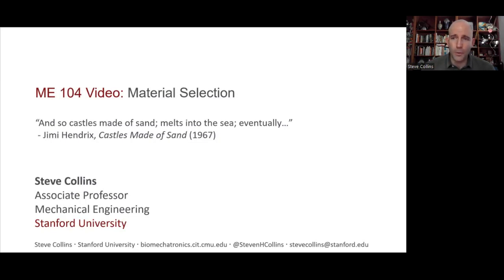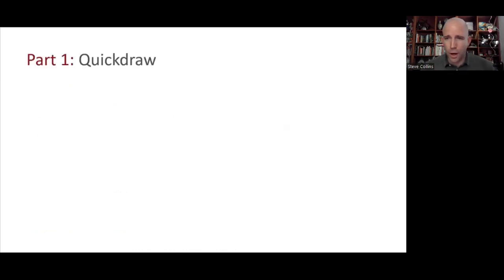And welcome back to Mechanical Systems Design. Today we'll be talking about material selection. And as always, if you haven't yet read the topic reading, you'll want to do that first so that you really understand what we're talking about. And we're going to begin with an exercise that we're calling quick draw.